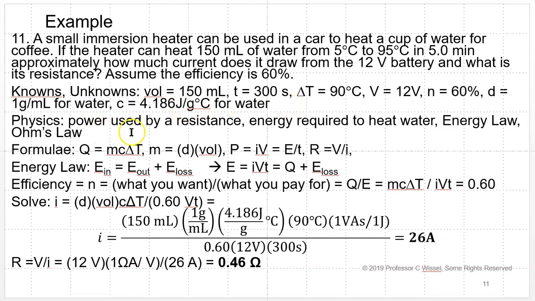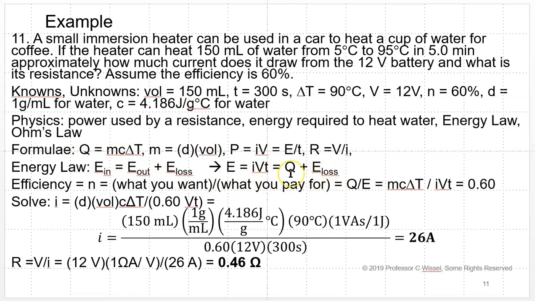The physics of this is the power used by resistance, the energy required to heat water, the energy law, and Ohm's law. The formula is Q equals mc delta T. Mass is also the density times the volume. The power is the current times the voltage. It also equals the energy divided by time, and resistance is V over I. We use the energy law: energy in equals energy output plus energy loss. Our energy equals IVt equals Q plus E loss.